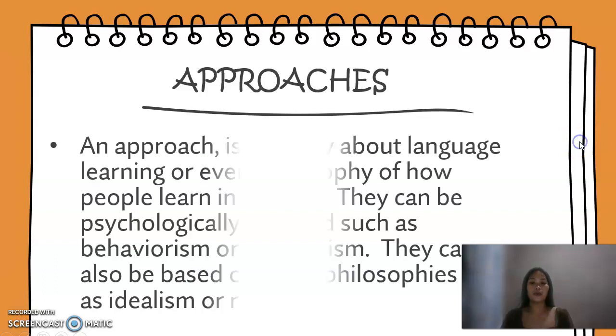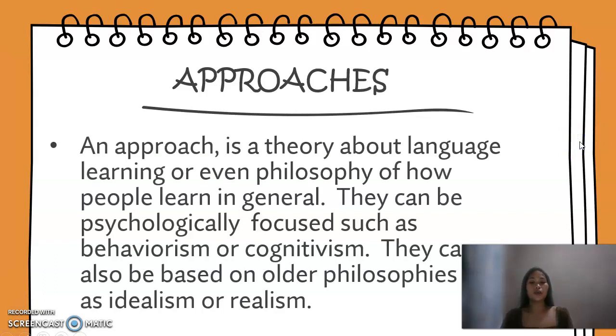We have here the approaches. An approach is a theory about language learning or even a philosophy of how people learn in general. They can be psychologically focused, such as behaviorism or cognitivism. They can also be based on older philosophies, such as idealism or realism.